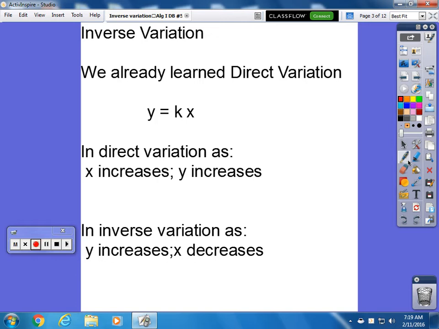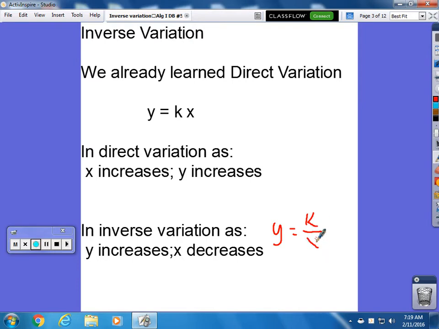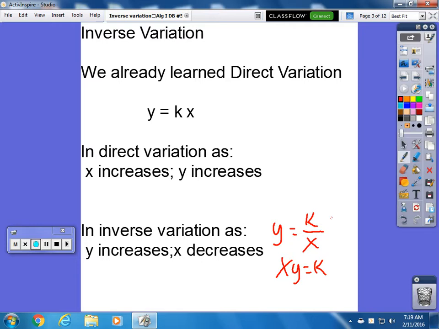So y equals kx is direct variation, and y equals k divided by x is indirect variation or inverse variation. And by the way, those are interchangeable. So you can think of it as y equals k divided by x, or often people say xy equals k. So you can see how you can get this if you multiply both sides by x. So in some ways, inverse variation is easier because if you multiply your x and your y, you're always going to end up with your k, your constant.